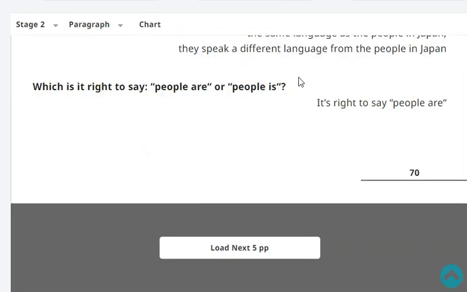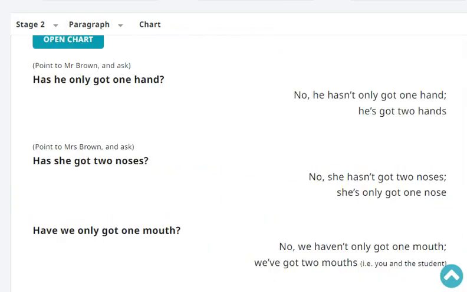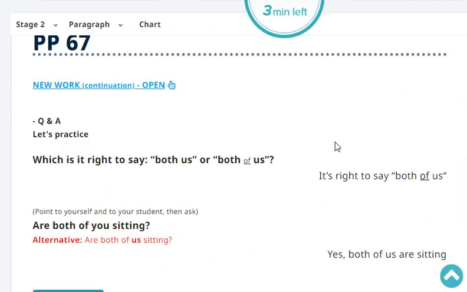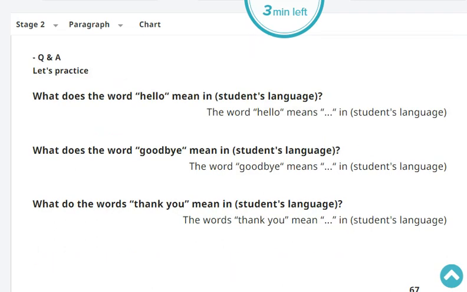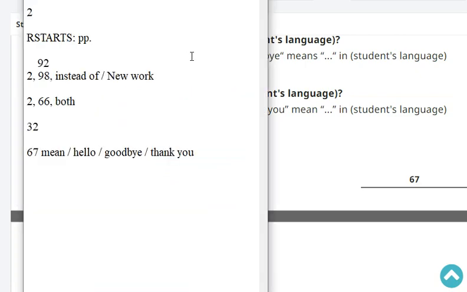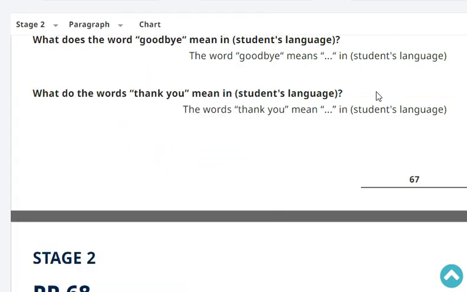What does the word hello mean in Japanese? The word hello means konnichiwa in Japanese. What does the word goodbye mean in Japanese? The word goodbye means sayonara in Japanese. Good. What do the words thank you mean in Japanese? The words thank you mean arigato in Japanese.